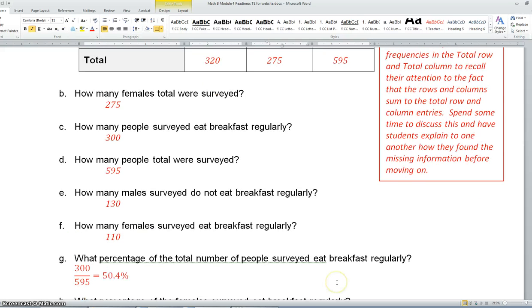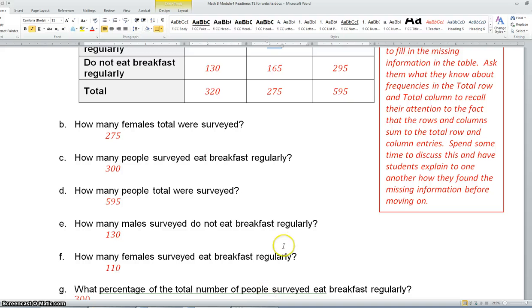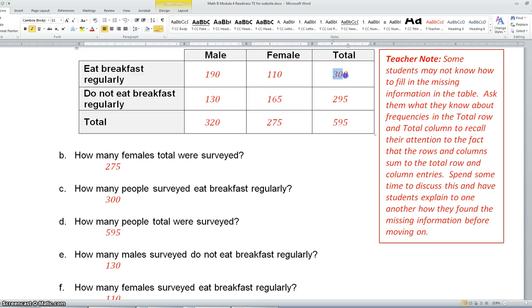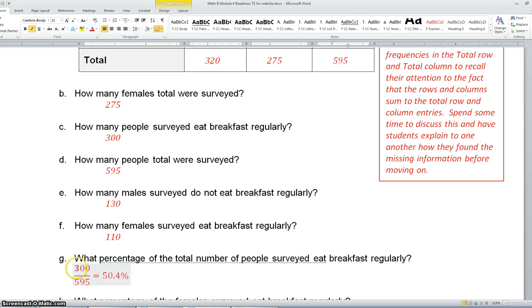What percentage of the total number of people surveyed eat breakfast regularly? So guys, the way we're going to calculate this, the percentage is, as we did the other day, just the part over the whole. The part divided by the whole. So this is the total, and we want to know how many of them eat breakfast regularly. So that's this number. This part out of this whole, and that's why you're going to see this fraction. This part divided by this gives us a decimal of 0.504. Then you move it twice and make it a percent.